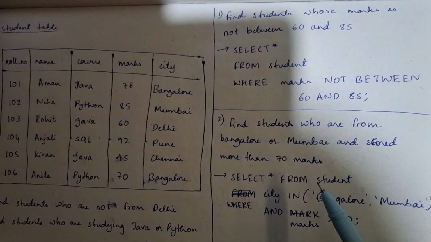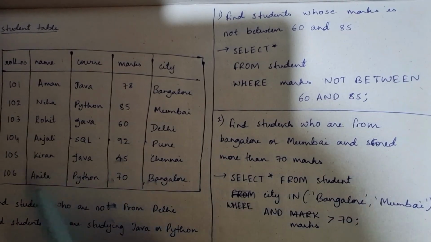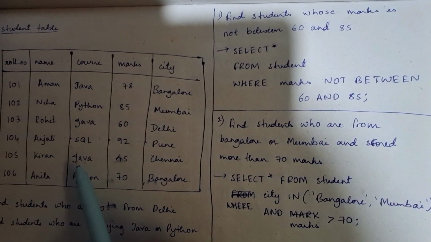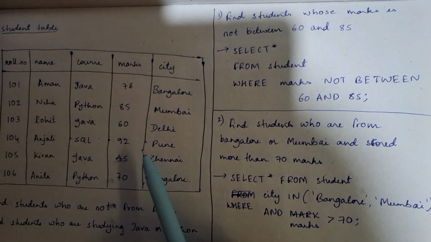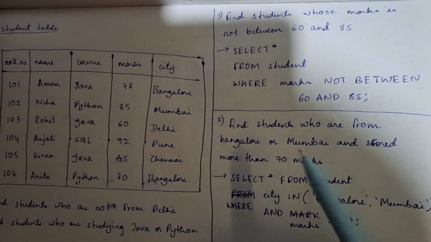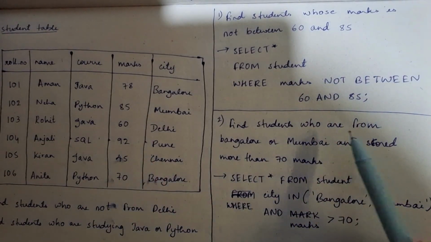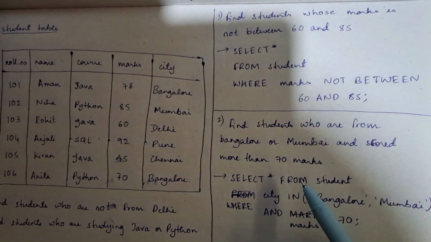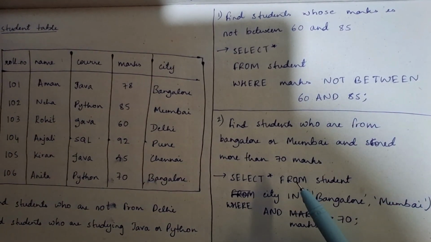Now let's check the same thing with our table. Anjali and Kiran will be displayed because their marks are not between 60 and 85. Now coming to the second question. Find students who are from Bangalore or Mumbai and scored more than 70 marks. Now let us see the query.